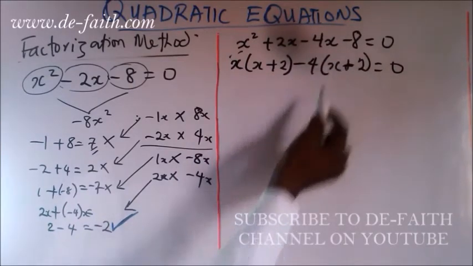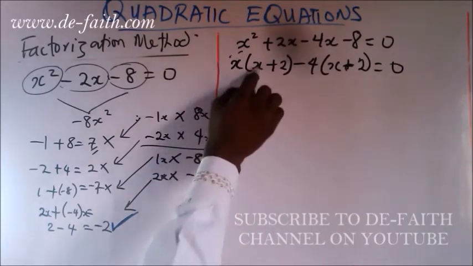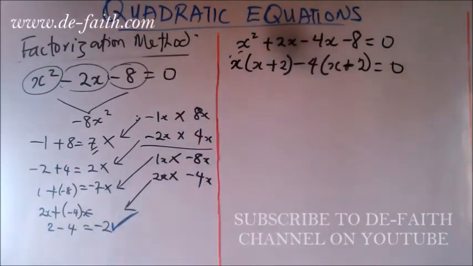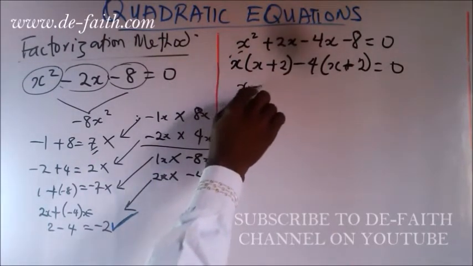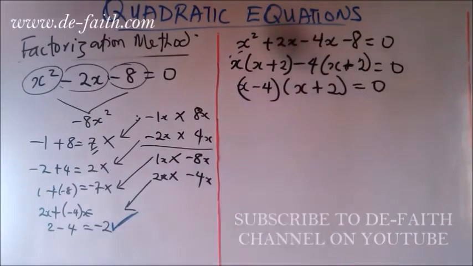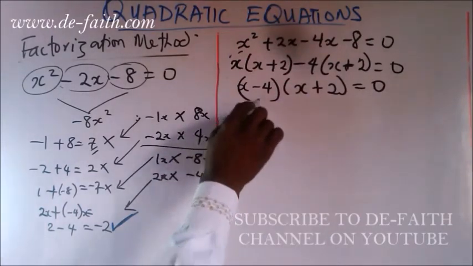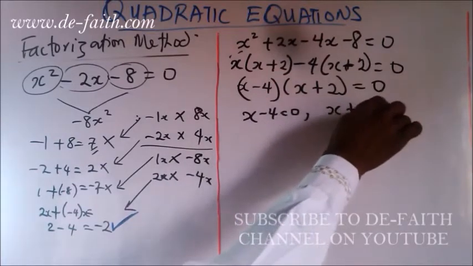It's meant to give us plus, such that if we say minus times plus, that will give us minus. And so x plus 2 here, they correlate. So we factorize by having x minus 4 and then x plus 2 equal to 0. So we have x minus 4 equal to 0, comma, x plus 2 equal to 0.